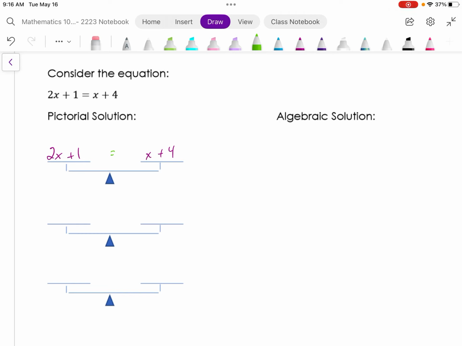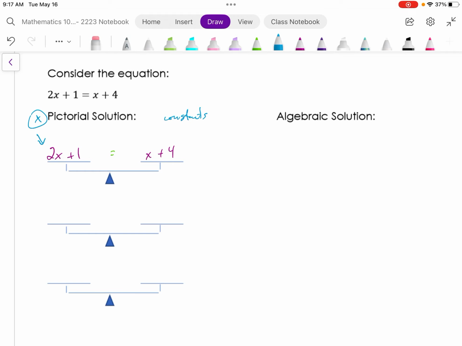What I'm going to try to do is isolate x to one side. On the left-hand side it's 2x + 1, equal to x + 4. Here's my plan: I'm going to have x's on this side and my constants on this side. That is, I'm going to isolate my x to the left-hand side. It's going to be done through a series of steps.